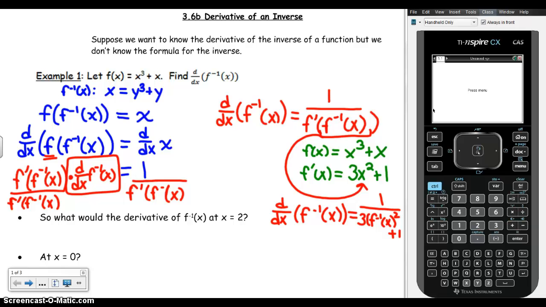Okay, so how do we really use that formula? Generally, they're going to have us find the derivative of an inverse at a point. So let's do this at x equals 2. So if I want to find the derivative, d over dx, of the inverse at x equals 2, I'm going to plug a 2 in here for x. So what I really need to know is what is the inverse value at 2? So if you think back to inverses, again, with inverses you switch x and y.